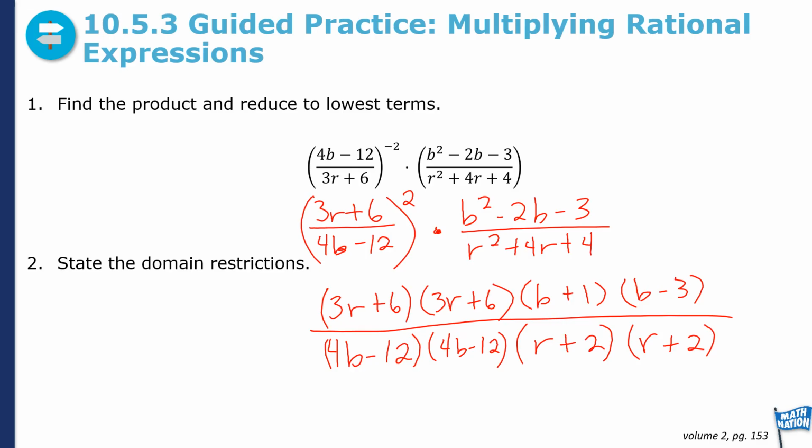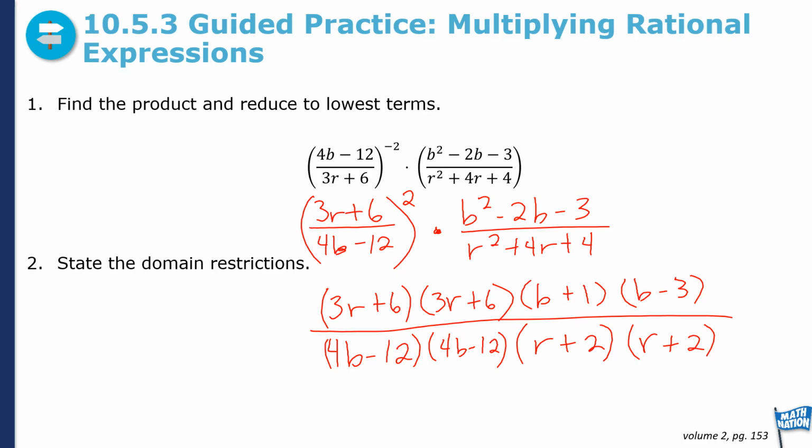Okay, so the 3r plus 6 can be factored. So both of those can be factored. Factoring out 3 and 6, the greatest common factor would be 3. So that will give us the r plus 2 twice. And then do the same for the denominator. 4b minus 12, factor that. Greatest common factor is 4. And we'll have 4 parentheses b minus 3 for both.